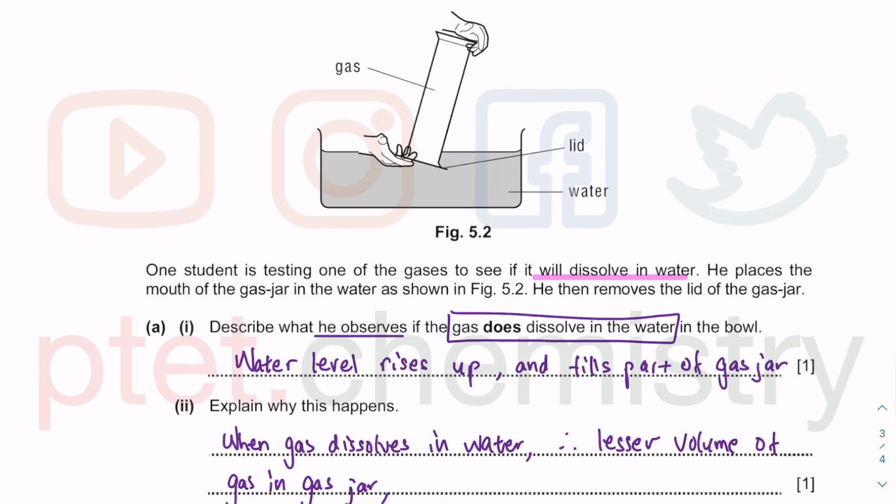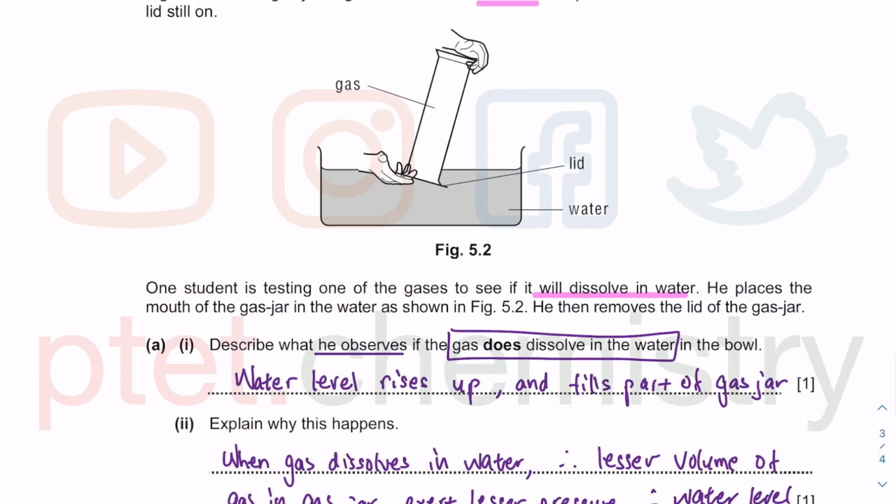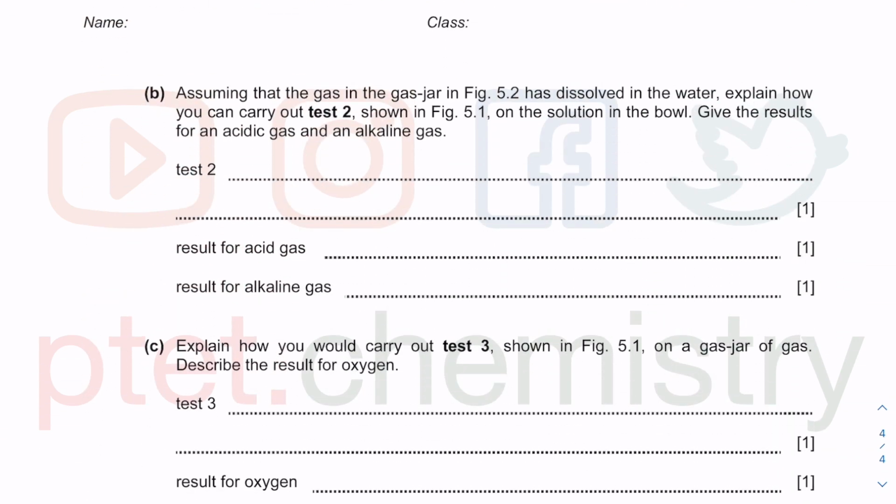If you have a lesser volume in there, the gas exerts lesser pressure on the water. Therefore, the water level will rise up, just like you have seen in lower secondary when we have oxygen gas being used up for combustion of a candle. Now, assuming that the gas has dissolved in water, you can carry out test 2.